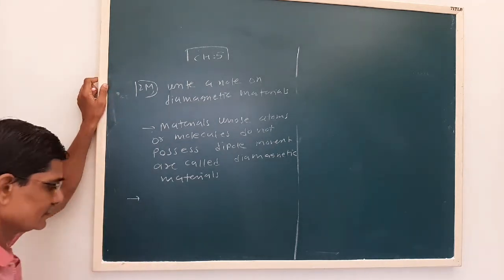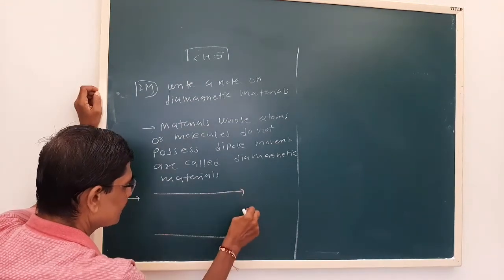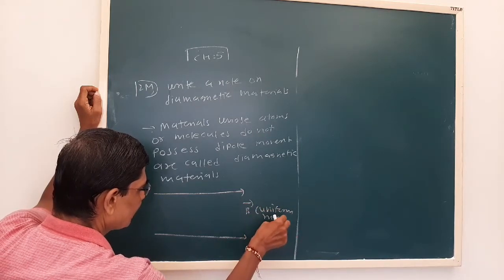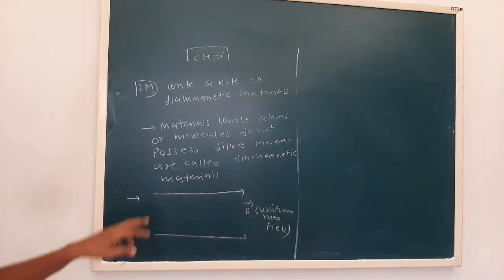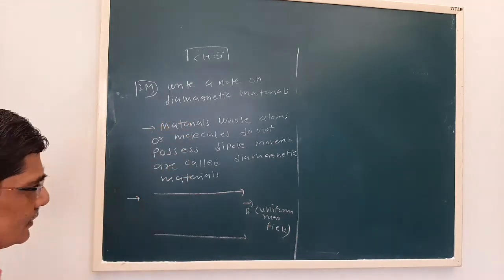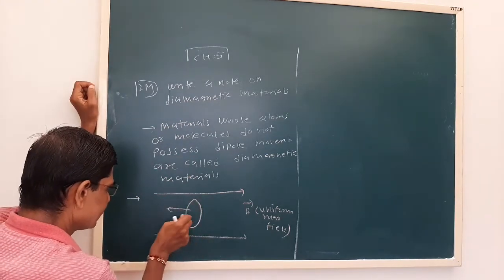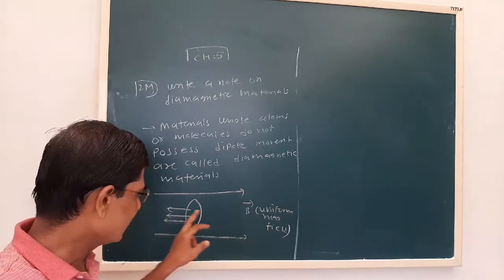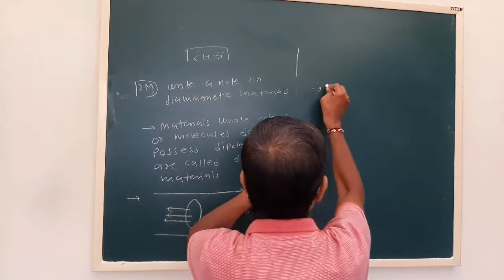See what happens when diamagnetic material is placed in a uniform magnetic field, or external field. The dipole moment will be induced, but it will be in the opposite direction of the external field. So as a result, the number of field lines will decrease.